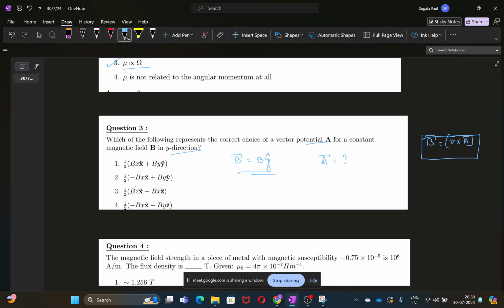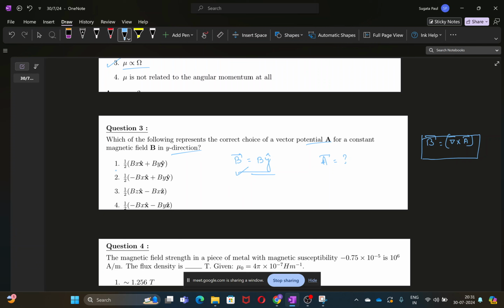So you can take each of these options and calculate the curl, and then check whether this compares with the actual magnetic field information that you have been given, whether the answer comes as B times y cap or something else. If it matches with B times y cap, then that will be the right choice for the A vector, and if it does not, then that will not be a right choice for this magnetic field.